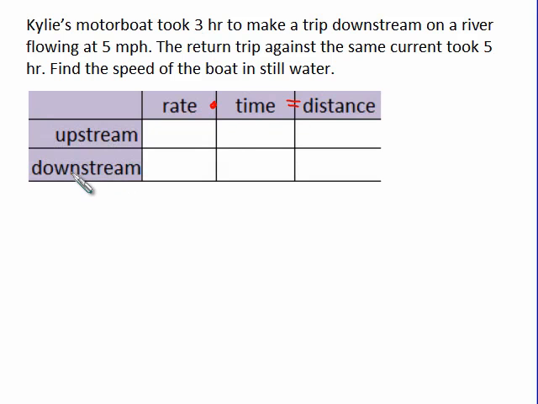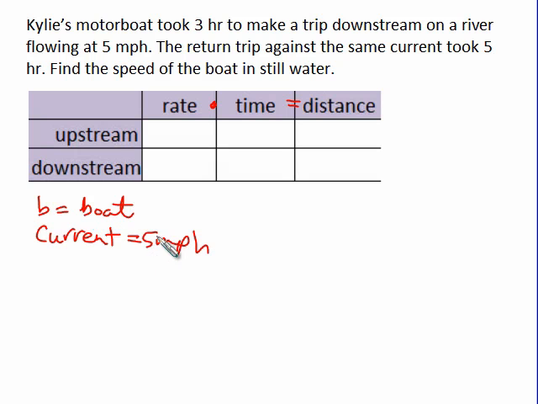Therefore, we have two variables that are affecting the rate of the boat. We have the actual boat in still water, which is what they're wanting to find. So I'll call this B, the boat. And then the other thing that's going to affect the boat is the current. But they told us that the current is 5 miles per hour. So in this case, that's not a variable, it's a constant.